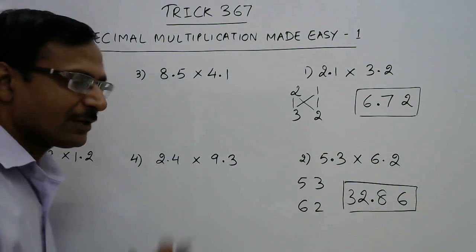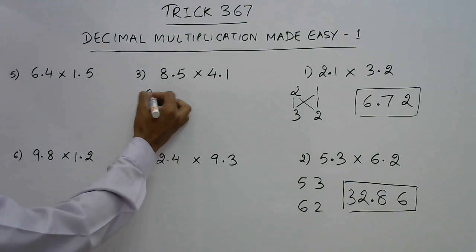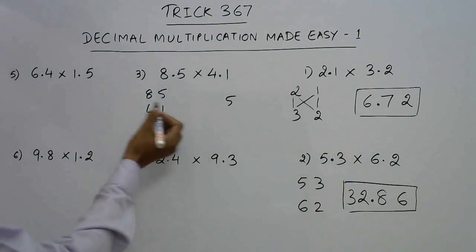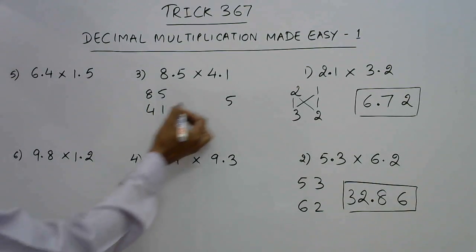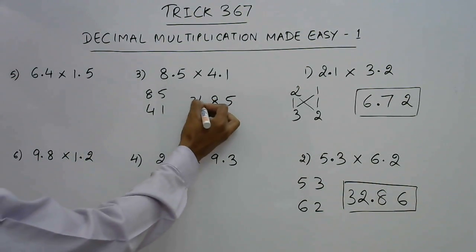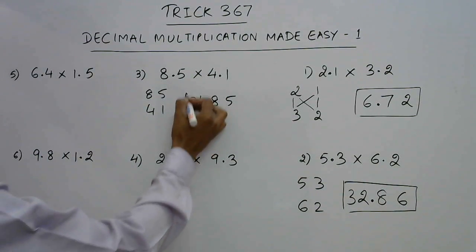Let's practice this method for more numbers. See, we have 8.5 and 4.1. Just write 85 and 41 one below the other. 5 ones are 5. You have a 20 plus 8, 28. So you have a 2 carry. 32 plus 2, 34. And again 2 digits after the decimal. So you have 34.85 as the answer.